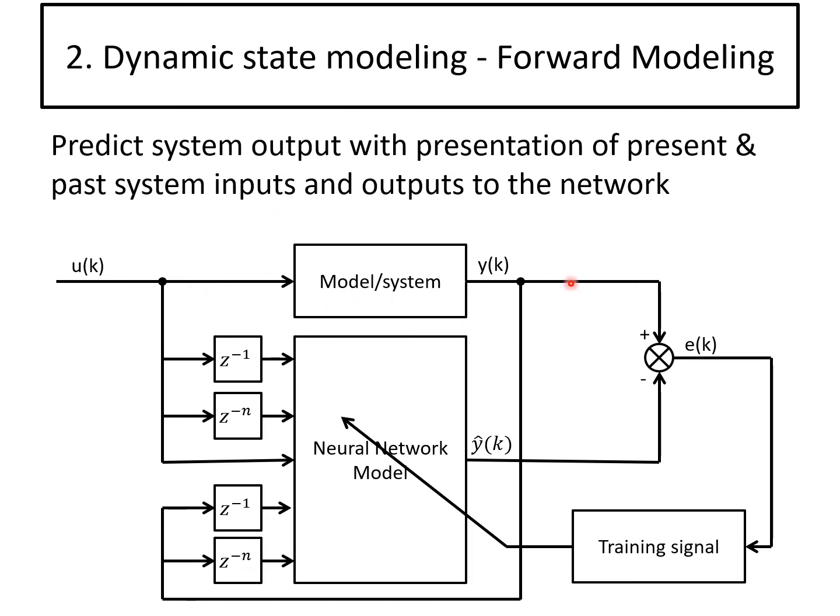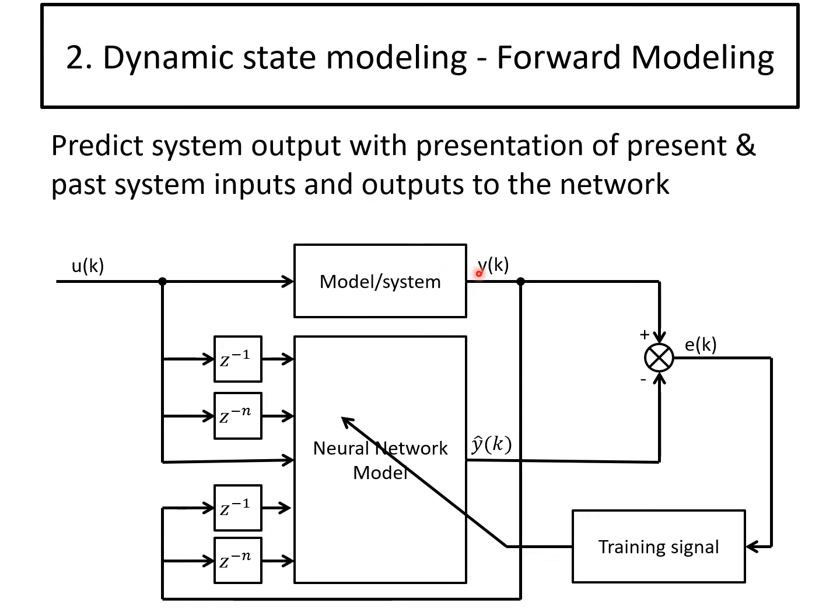So this is how we go. This is the actual model output, compared with the neural network prediction, and then we check the error. If the error is still high, then we keep on changing the neural network configuration, the model topology, until the error is satisfactory. Then we stop this training process. So this is how we do it in training.